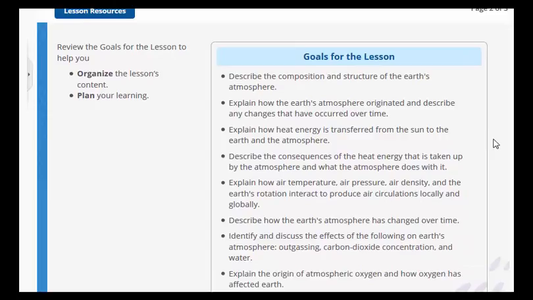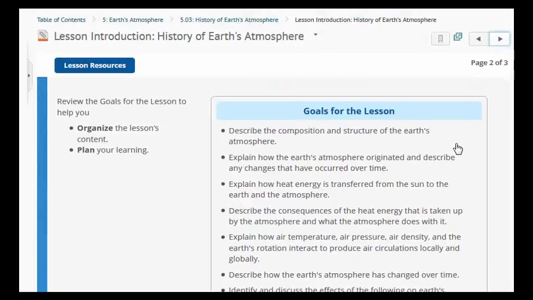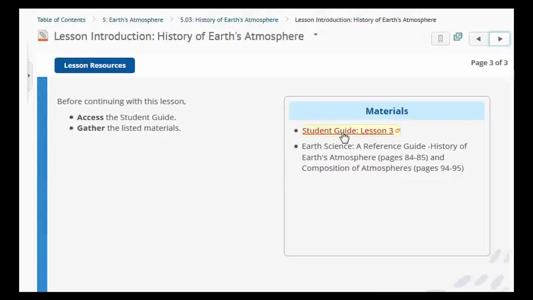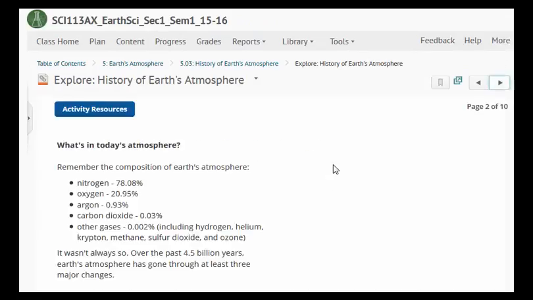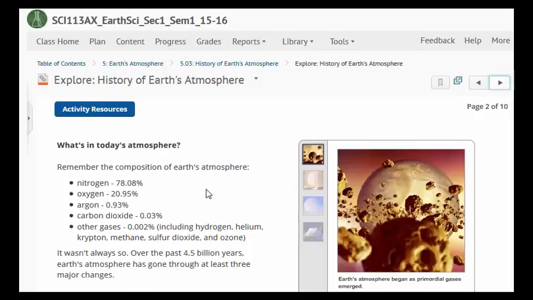Just take a moment to pause this recording and read through the goals and objectives of the lesson, and press play. On page 3, you can find the student guide and the lesson introduction. Great place to take notes. You can also use the e-book, which can be found in the table of contents, and read a little bit more about this topic. Not necessary, though. Kind of a tricky lesson. You're going to want to take notes.